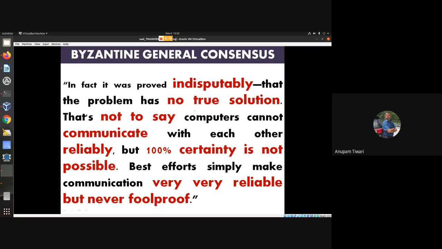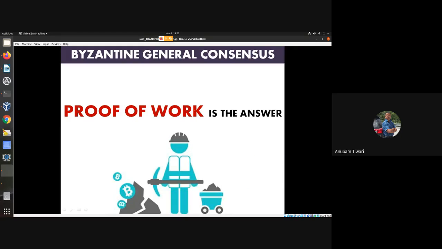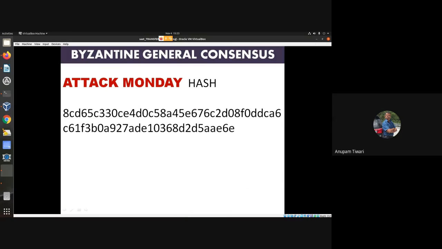And best efforts simply make the communication very, very reliable, but never foolproof. So proof of work is the answer. So what does it do? Now, attack Monday, we take a hash out of it. Now how difficult is it to take a hash of anything? It is just a click of a button. You type the message and you get the hash.